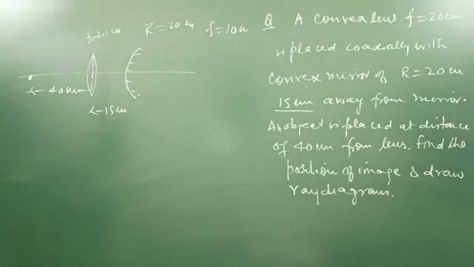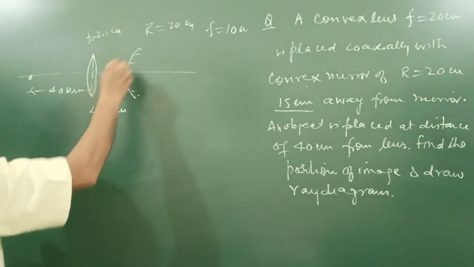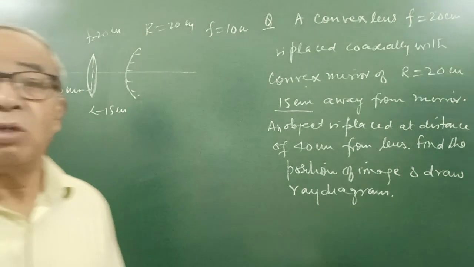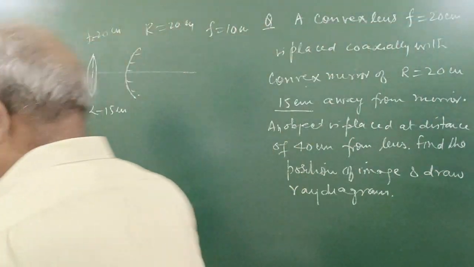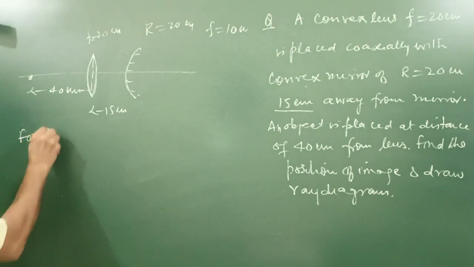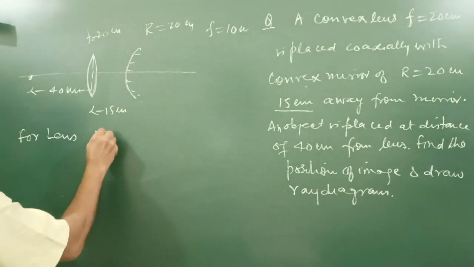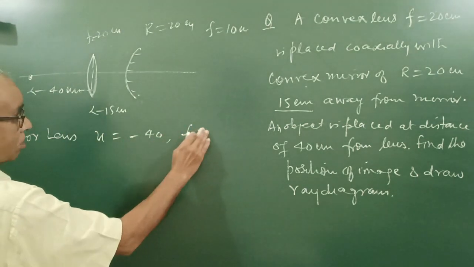So you are asked what is the final image? Where will our final image be? Simple matter, but the students get confused. So we are solving mirror also. For lens, u is equal to minus 40, f is equal to 20.